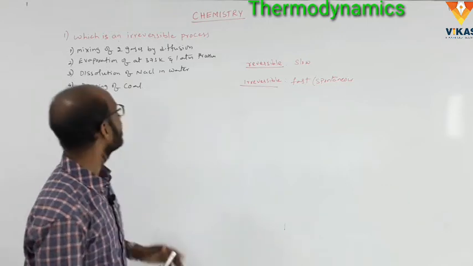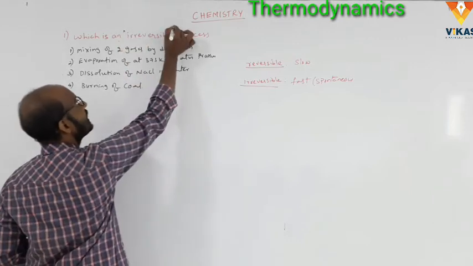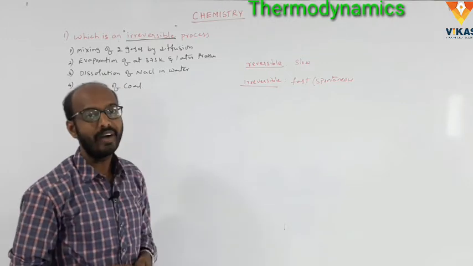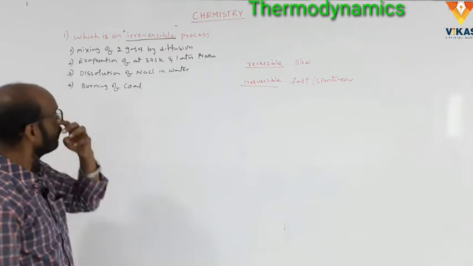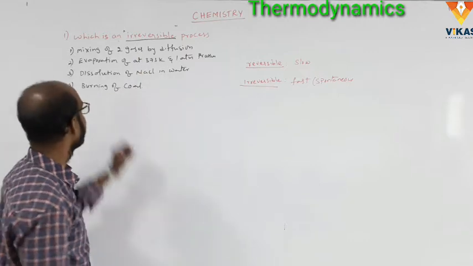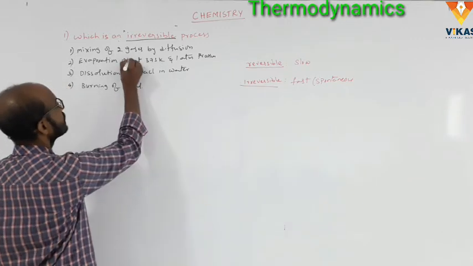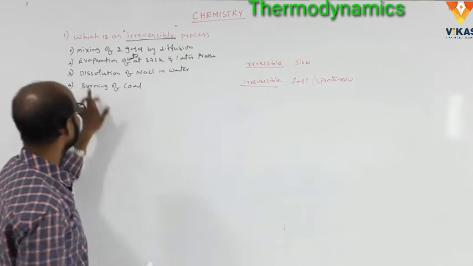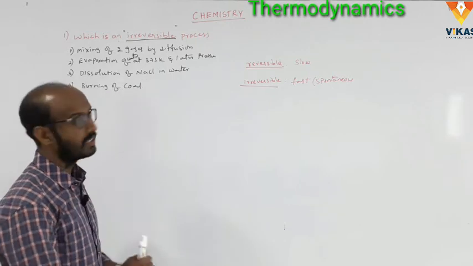So here, what is the question? Which is an irreversible process? Irreversible process means fast process or spontaneous process. We have 4 options: mixing of two gases by diffusion, evaporation of water at 373 Kelvin and 1 atmosphere pressure, dissolution of NaCl in water, and burning of coal.